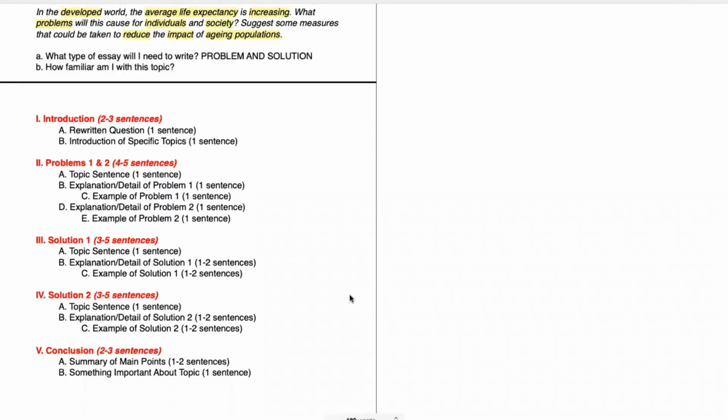Okay, now here we are with our outline. You'll recognize the red headings. This is what we just looked at in the previous slide. And I've just filled in the various sentences and topics that I'll be using. So with our introduction, I'm going to have a rewritten question. This is basically me stating what is in the writing prompt. I'm just going to use different words and different synonyms to give my essay a great opening that is on target for the writing prompt. Then I'm going to introduce my specific topics. Your introduction and also your conclusion, these opening and closing paragraphs should not be more than 3 sentences, okay, more or less as a guide.